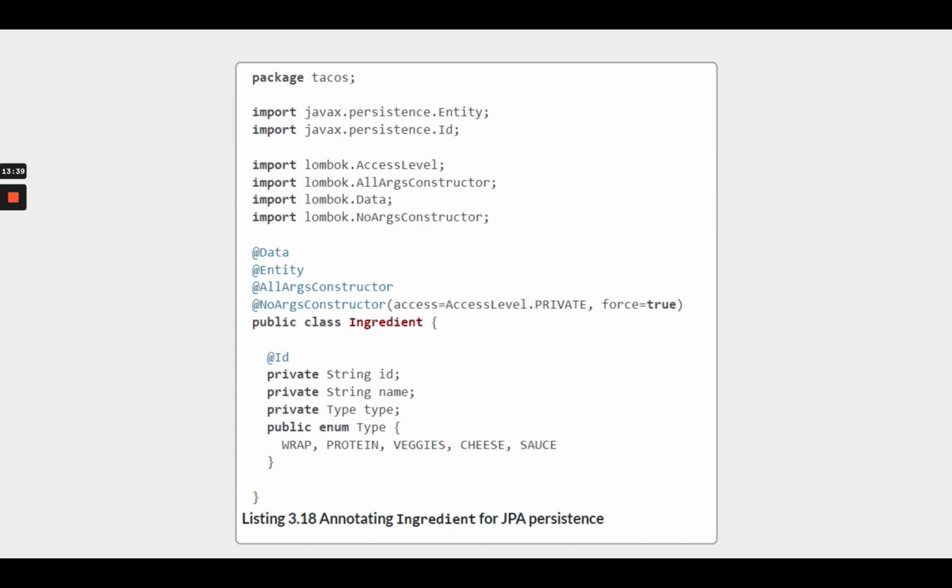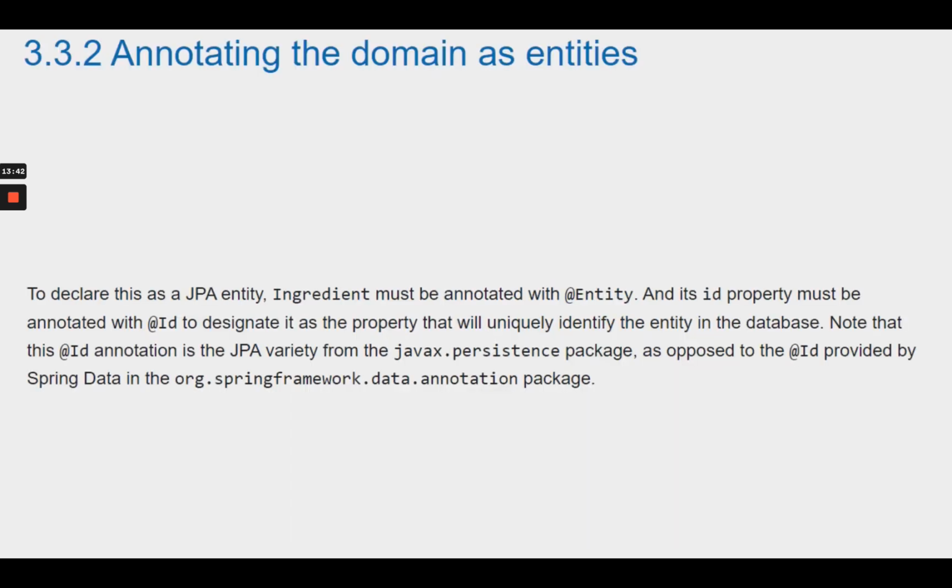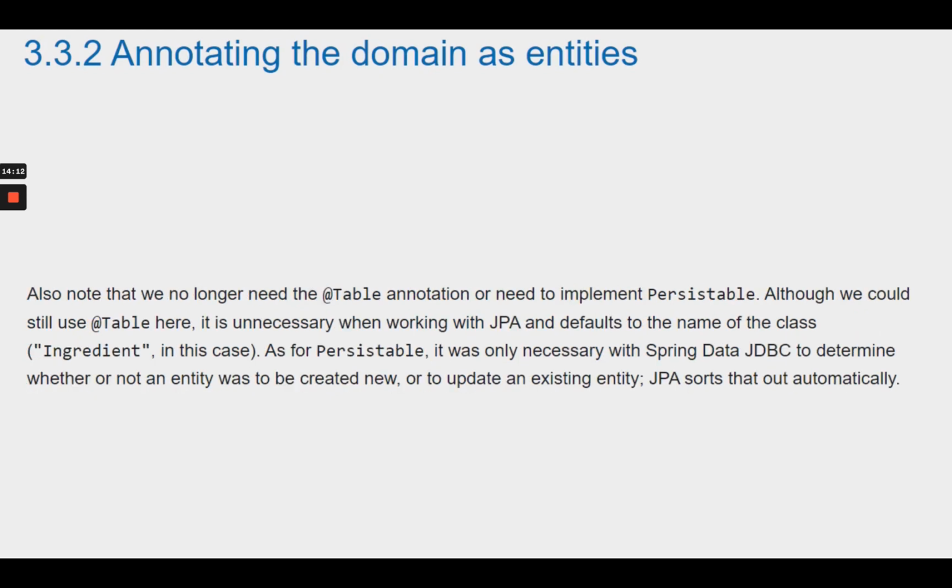First up is the Ingredient class, shown next. To declare this as a JPA entity, Ingredient must be annotated with @Entity. And its ID property must be annotated with @Id to designate it as the property that will uniquely identify the entity in the database. Note that this @Id annotation is the JPA variety from the javax.persistence package, as opposed to the @Id provided by Spring Data in the org.springframework.data.annotation package.